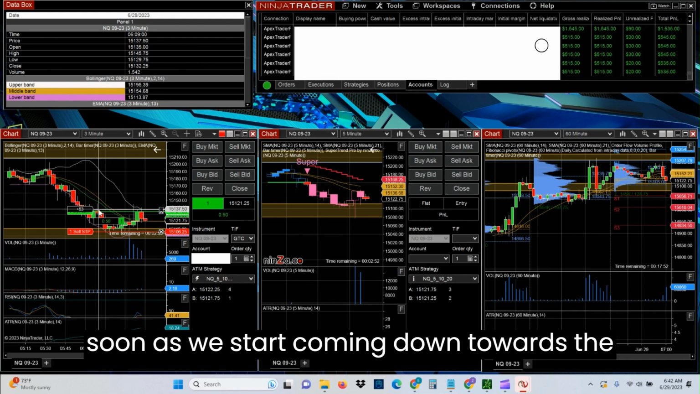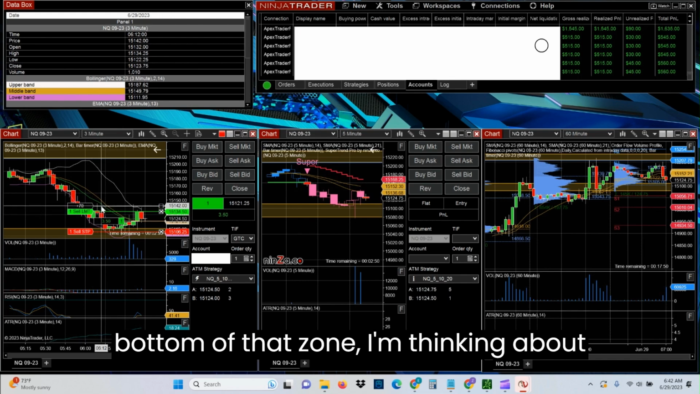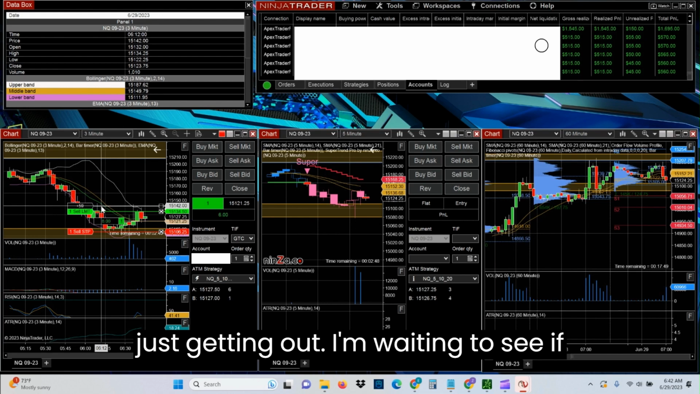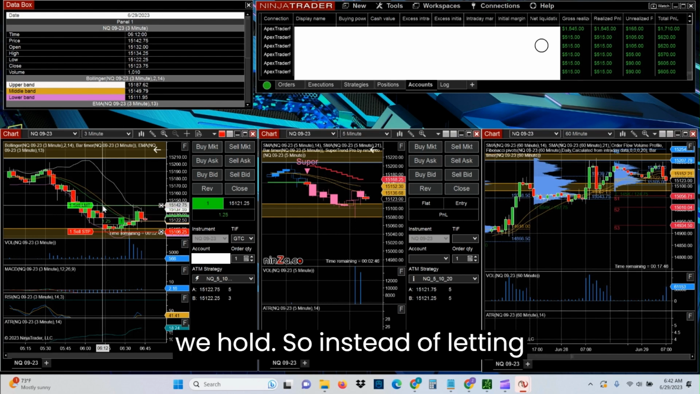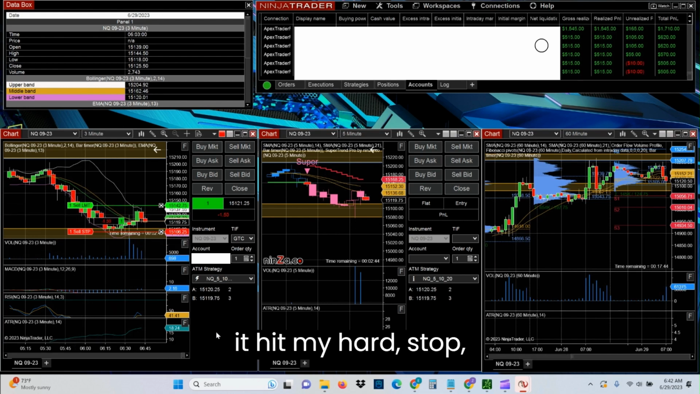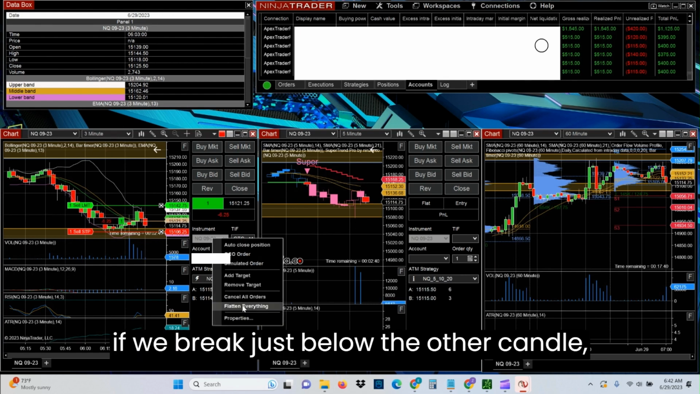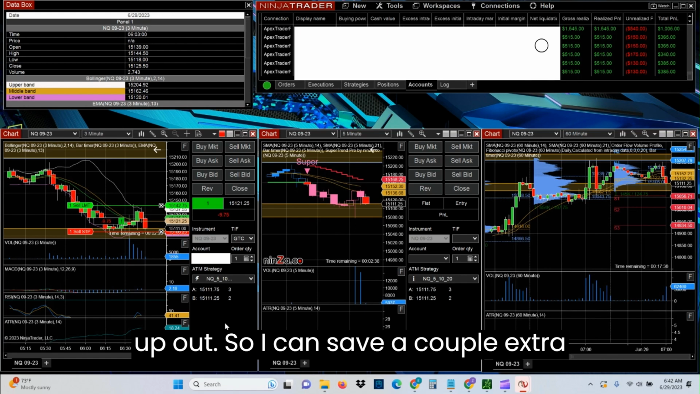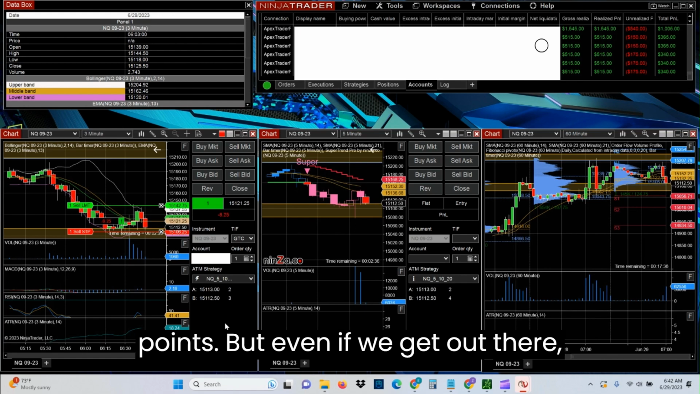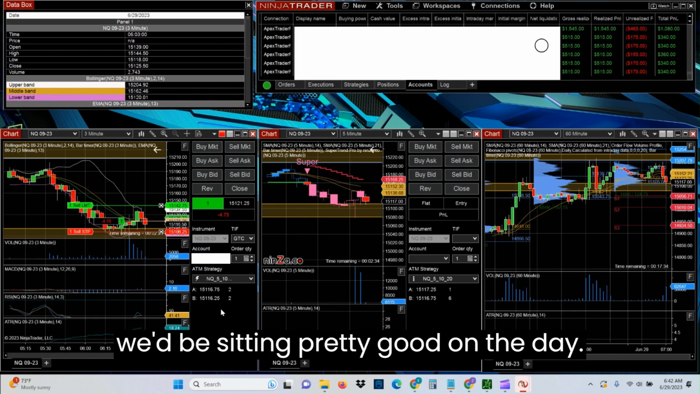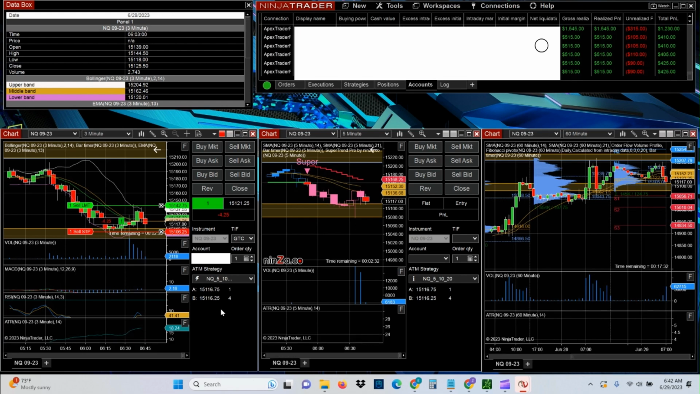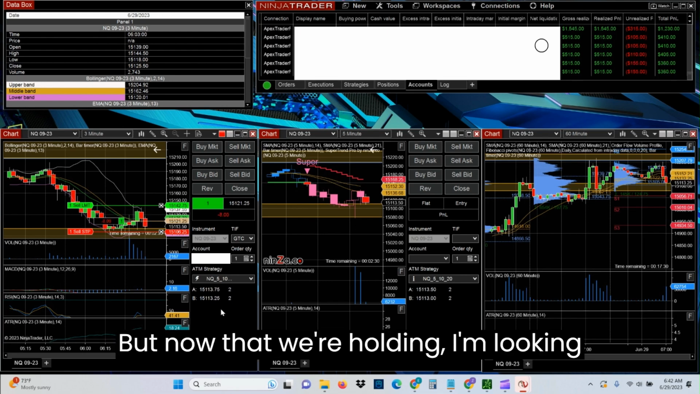So as you can see, as soon as we start coming down towards the bottom of that zone, I'm thinking about just getting out and waiting to see if we hold. So instead of letting it hit my hard stop, if we break just below the other candle, I'm out, so I can save a couple extra points. But even if we got out there, we'd be sitting pretty good on the day. But now that we're holding, I'm looking at just adding on.